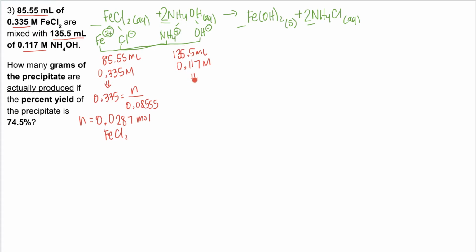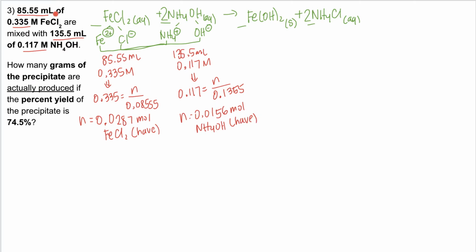Same process for the ammonium hydroxide. We take the molarity, 0.117, set up the molarity equation, and find out that we have to multiply it by the 0.1355 liters. So I'm going to do that right now, solving for N. And I get just about, I'm going to keep 3 sig figs again, 0.0156 moles of ammonium hydroxide. So we found out the initial amounts of moles of each reactant that we have.